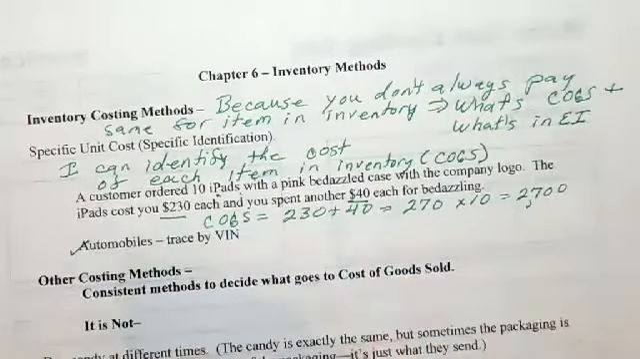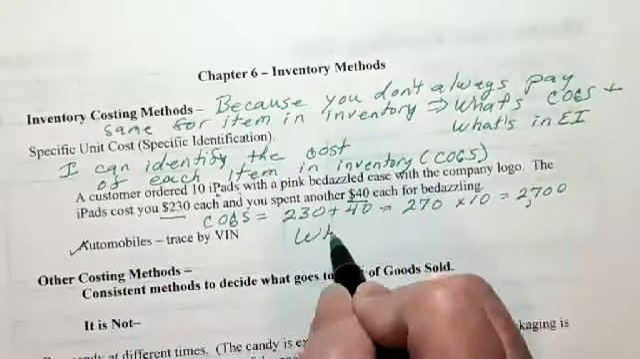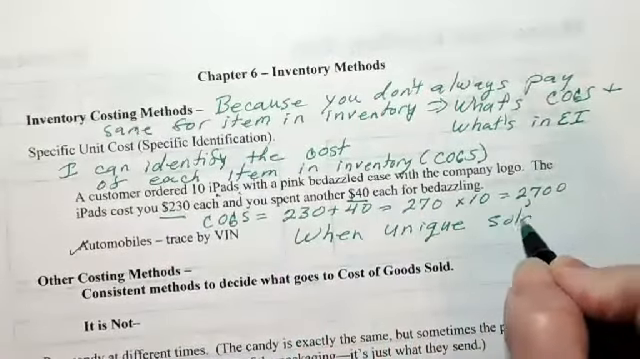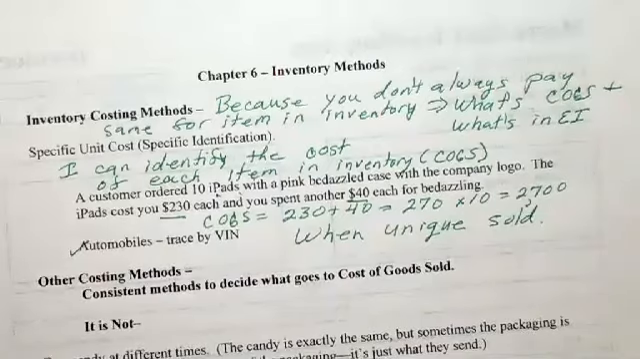So this works really well when you have very unique items that you sell. I can specifically identify you bought one particular bedazzled iPad that's got a different price than all those other iPads that look exactly the same that are sitting on the shelf.